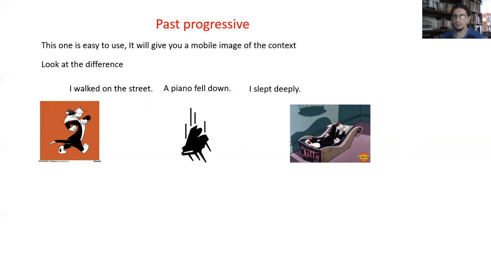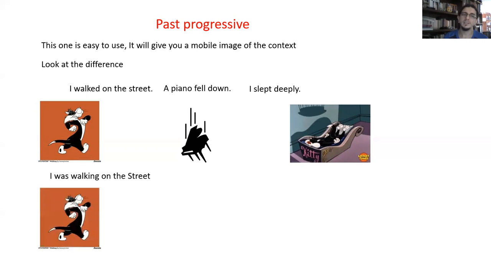That evening, I slept deeply. So one after another: I walked, then the piano fell down, then when I arrived at my house, I slept. That's it. 1, 2, 3, 4 in order.